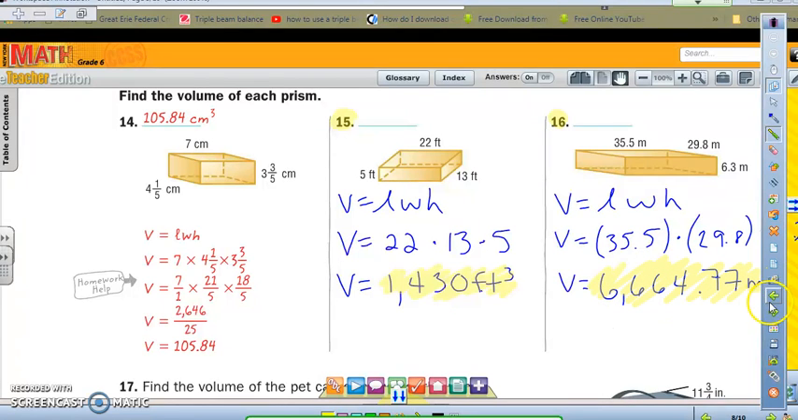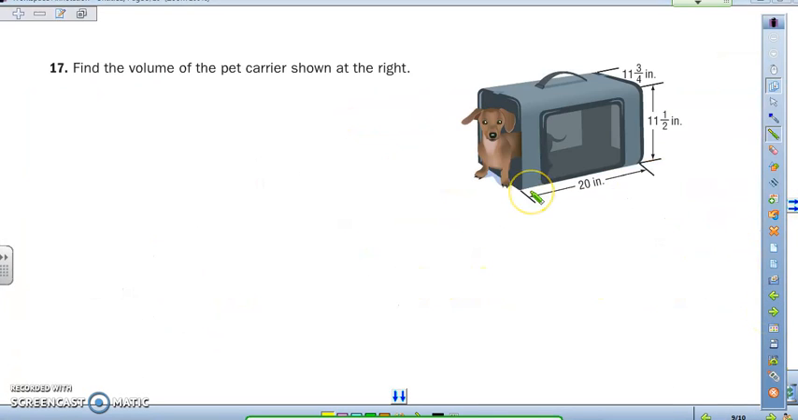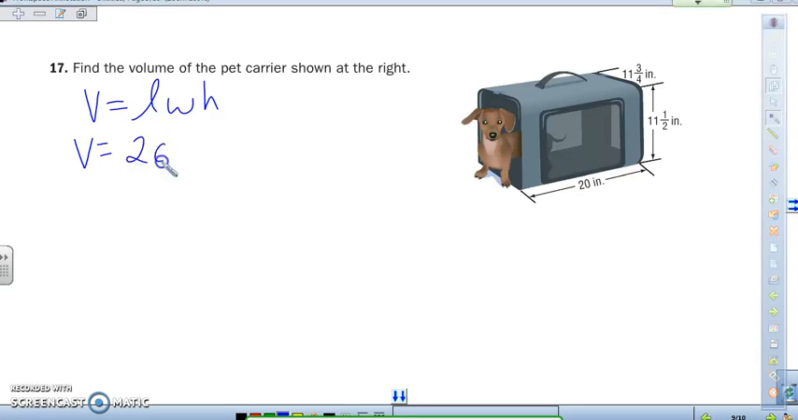Okay, one more question and then we are done for today. It's a cute puppy question. So find the volume of the pet carrier shown at the right. Again, this is a fraction one. We're not going to do it any differently. We just need to change our fractions into improper fractions. So length we'll do 20. Width we'll say is 11 3/4. And height is 11 1/2. So make everything fractions.